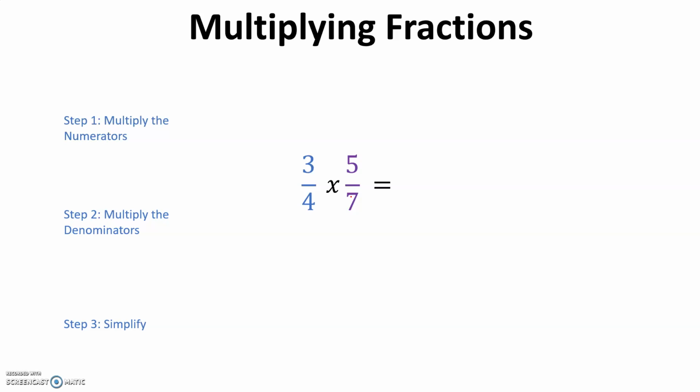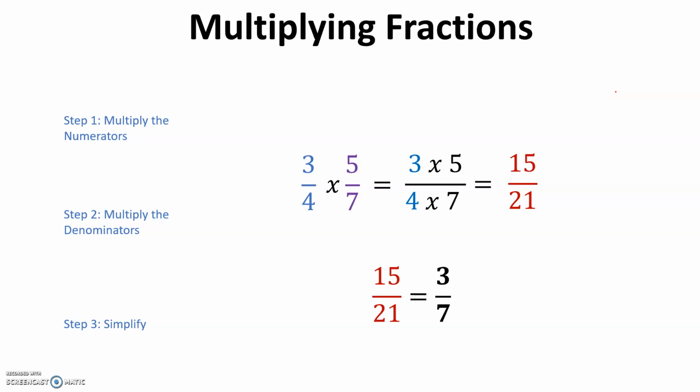All right, so step one, the first thing we're going to do is multiply the numerators. So 3 times 5, and then we're going to multiply the denominators. So 4 times 7, and then I get 15/21. And then the last thing I'm going to do is simplify. 15/21 equals 5/7. All right, so pretty simple, right? Numerator times the numerator, denominator times the denominator, and simplify.